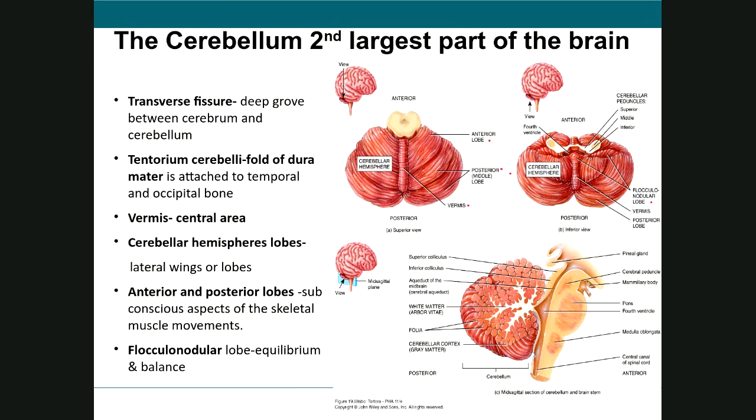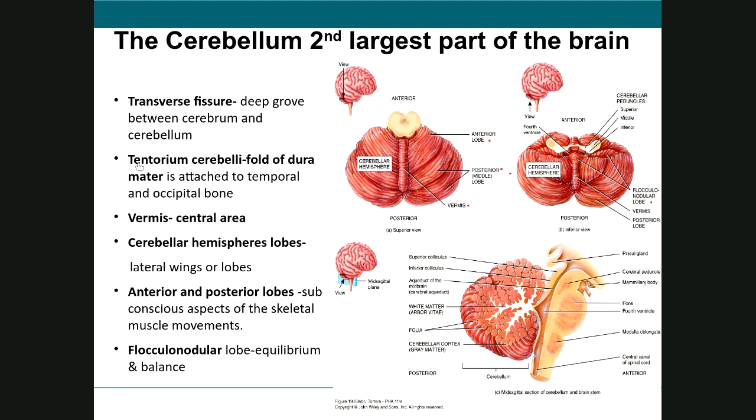If we look at the anatomical regions of the cerebellum, this little center region is called the vermis. There's an anterior lobe and a posterior lobe, controlling subconscious aspects of skeletal muscle movements. This little region in here is called the flocculonodular lobe, also responsible for equilibrium and balance.